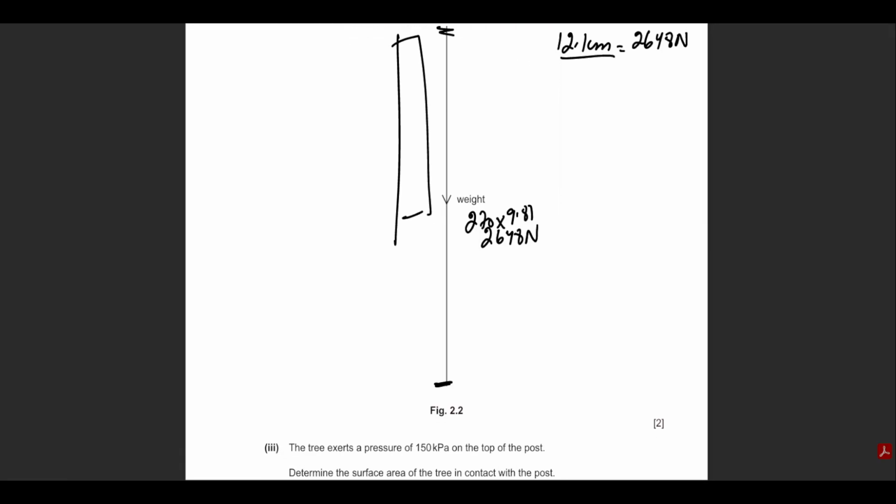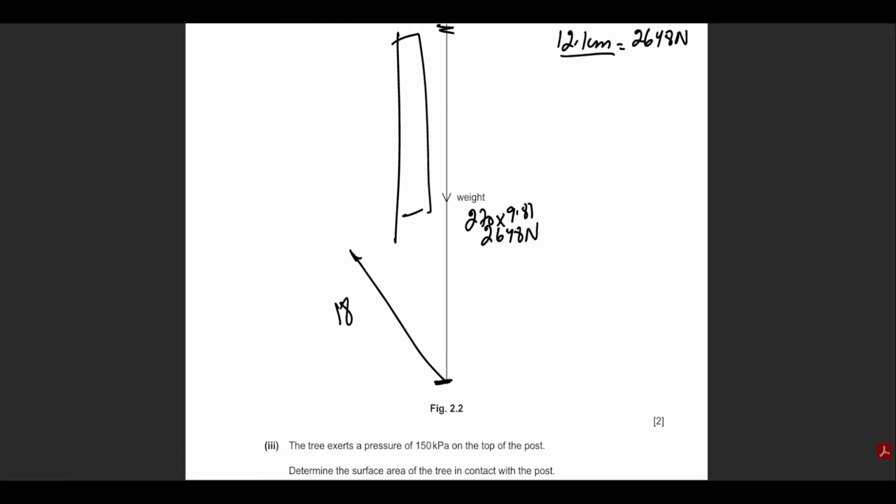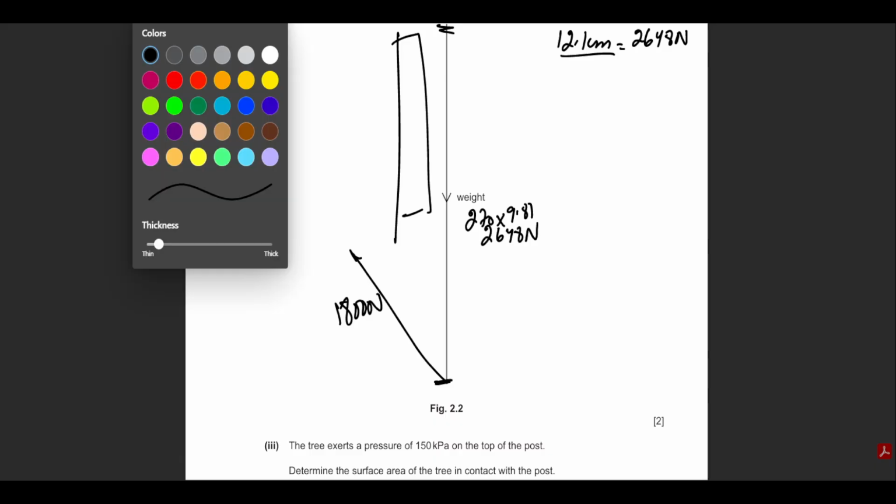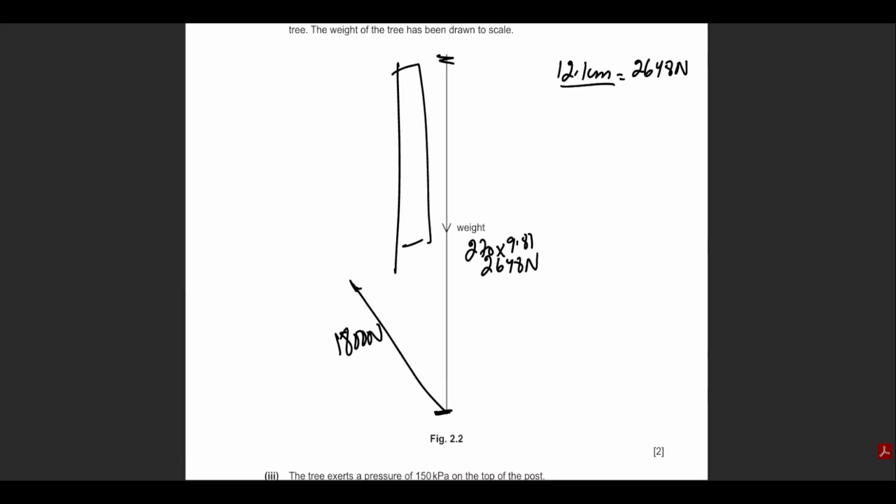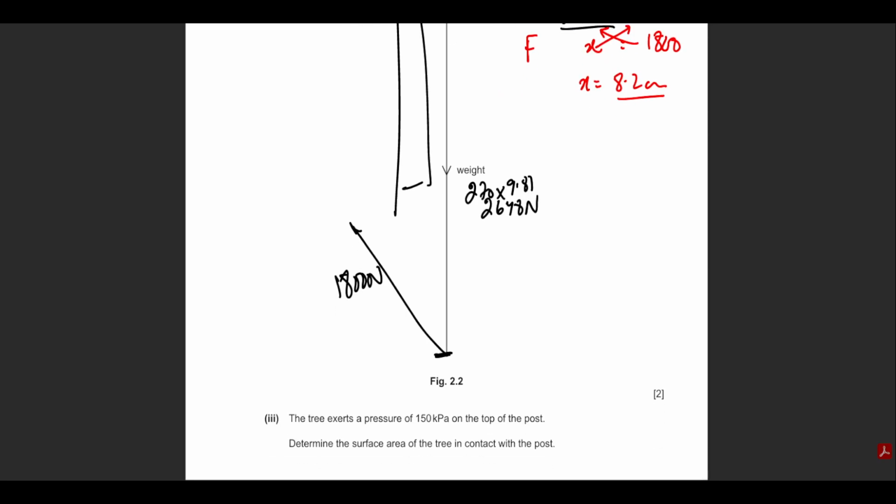Now, I know that there's going to be a force in this direction, which is 1800 newtons. How do I use the same scale to convert it back? So for the sake of F, I replace 1800 here, place X here, and do a cross multiplication. I'm left with X being equal to 8.2 centimeters, which means that using a ruler, I'm supposed to draw F up to 8.2 centimeters in this direction.